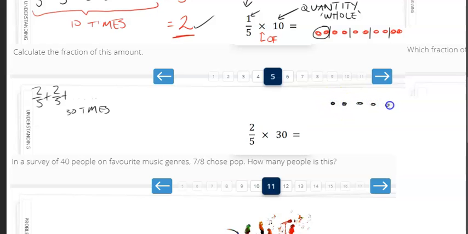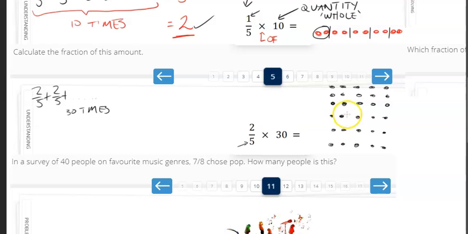Let's put them into chunks of 5. I've purposely done 5 because in this case our denominator is 5. And I'm going to do this 5, 10, and I'm going to keep doing this until we get 30. So we've got 5, 10, 15, 20, I'll go 25, and 30.